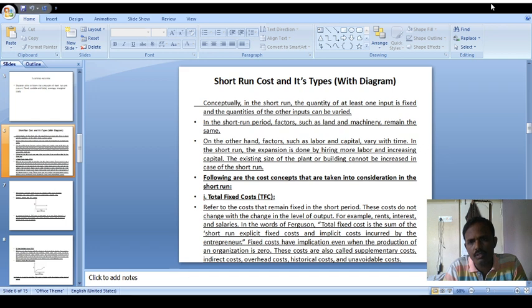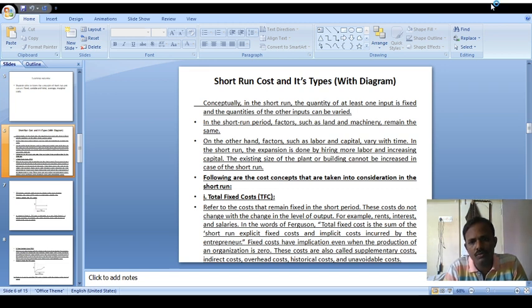So following are the most important concepts taken into consideration in the short run. Total fixed cost refers to the costs that remain fixed in the short period. These costs do not change with the change in the level of output. For example, rent, interest, and salaries.